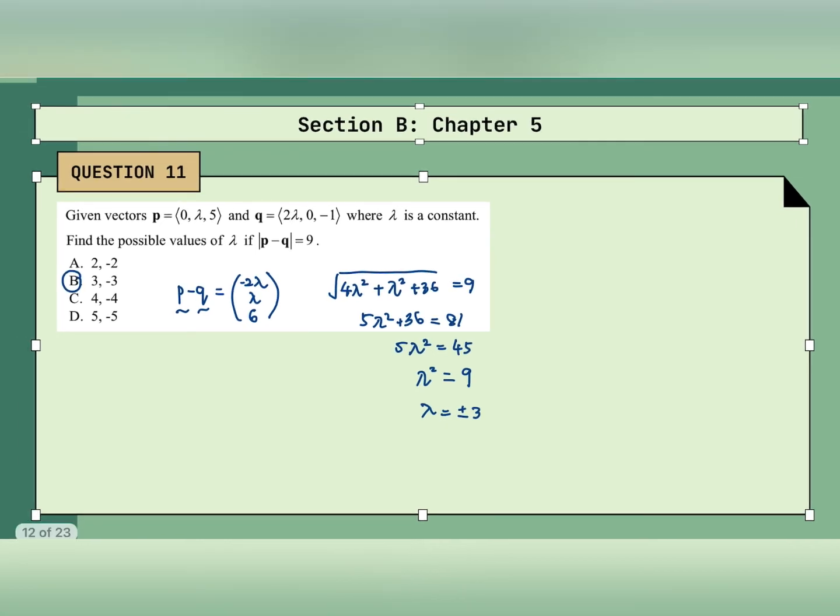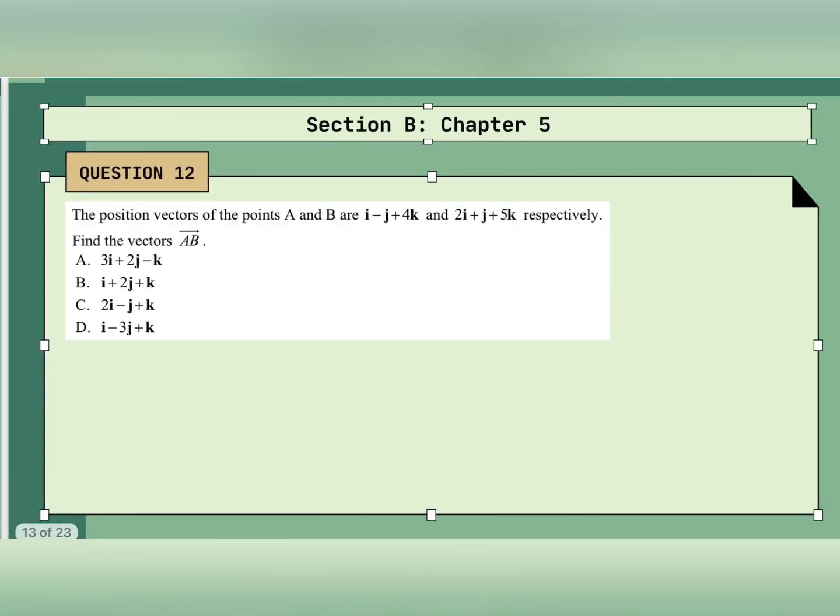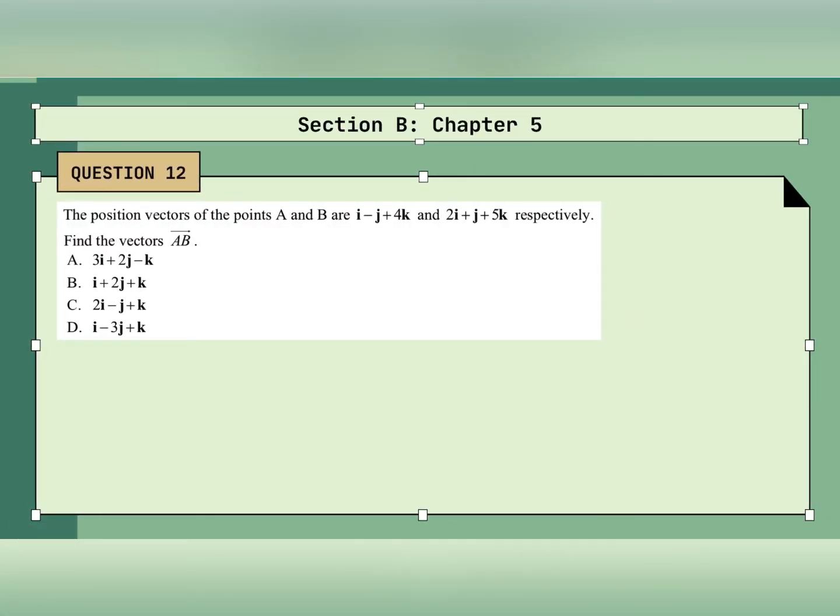Okay. Now, question number 12. The position vectors of the point A and B are, here dia bagi kita the position of A dan juga B. Find the vectors AB. So kita buat apa? B tolakkan dengan A. So kalau B tolak A, kamu boleh guna macam-macam lah. Saya gunakan OB minus OA. So berapalah value kita? 2 tolak 1, 1. 1 tolak negatif 1 dapat 2. Dan kemudian 5 tolak 4 dapat 1. 1 to 1 ada tak? 1 to 1. Jawapan dia adalah B.